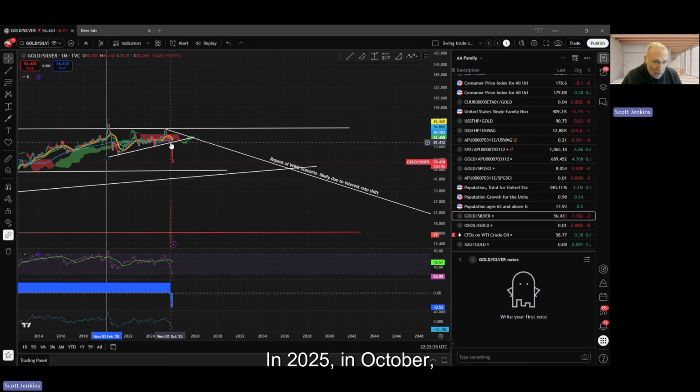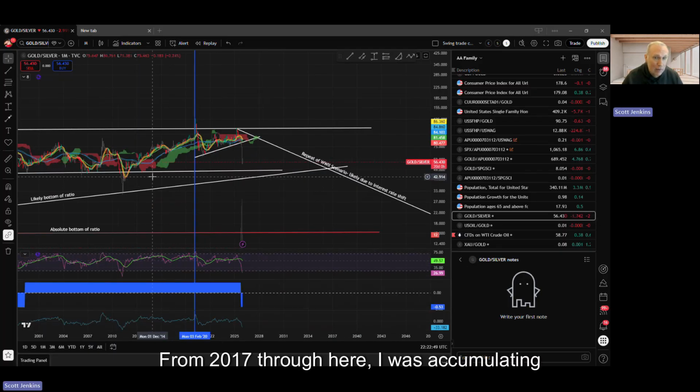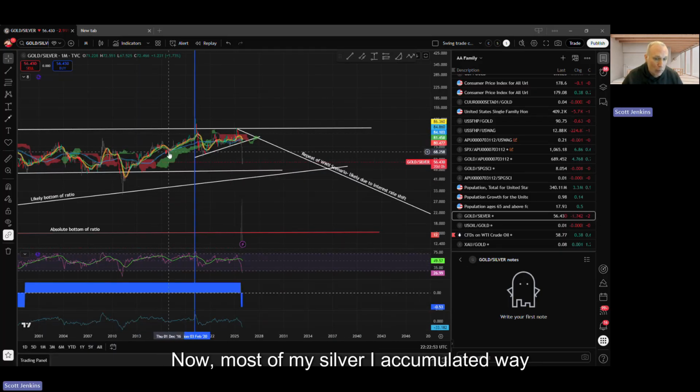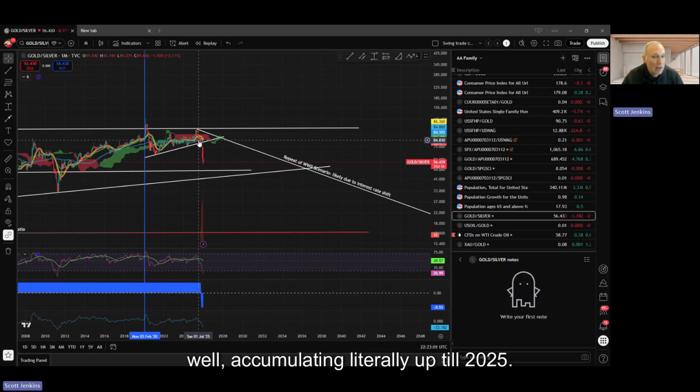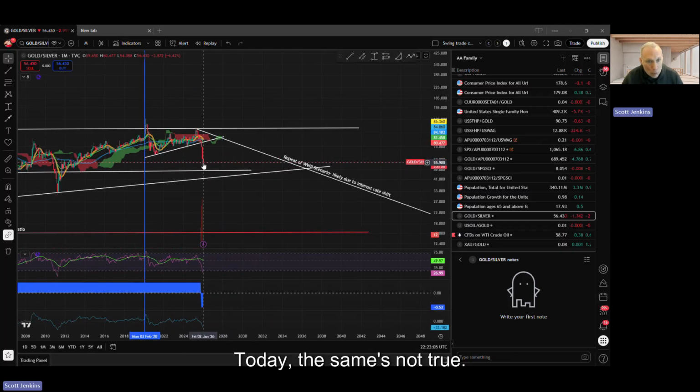Well, in October 2025, capital rotated from gold to silver, or from other assets to silver, and silver began outperforming gold. So from 2017 through here, I was accumulating silver. Now, most of my silver I accumulated way back here, but I would have done pretty close to just as well accumulating literally up till 2025. The same is not true today. I won't do nearly as well.